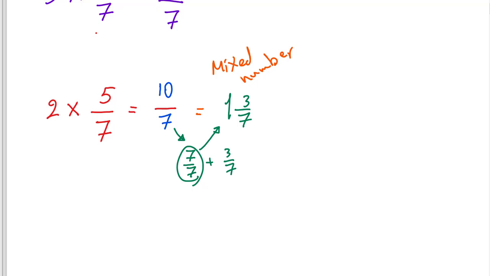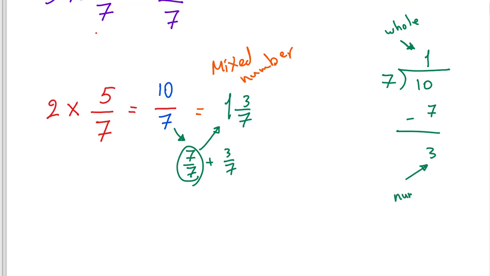And of course, my heroes, you can also use long division. 10 divided by 7 equals 1. 1 times 7 equals 7. Subtract, you get the remainder 3. So the quotient is the whole number, and the remainder is the numerator. And we keep the same denominator.